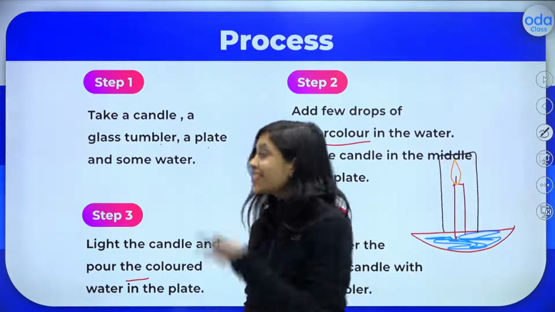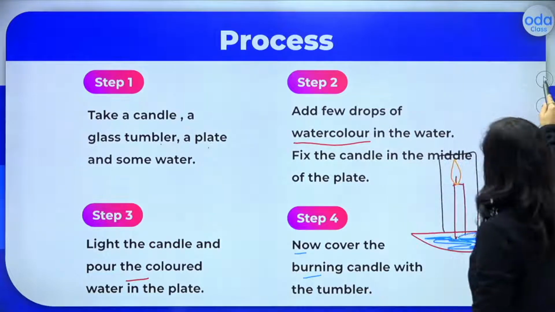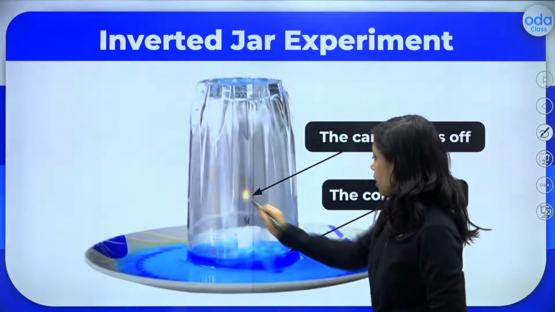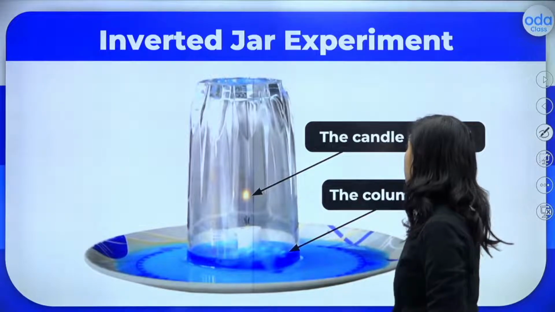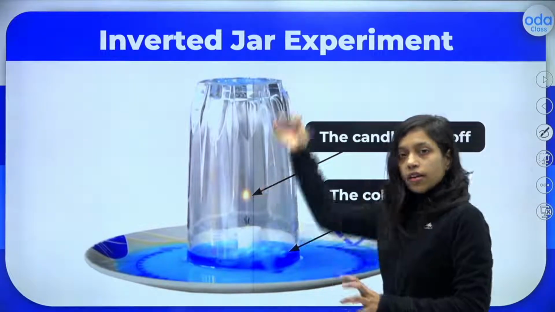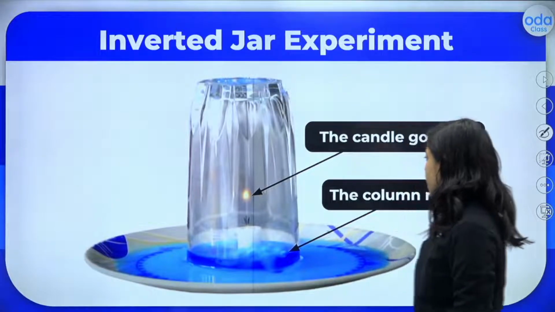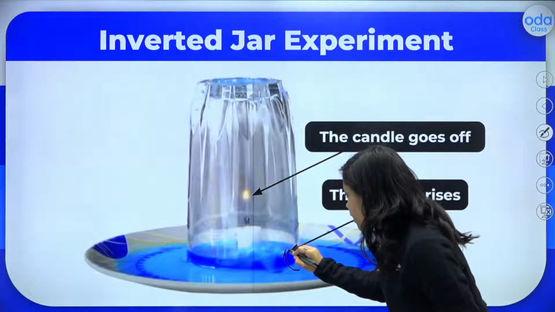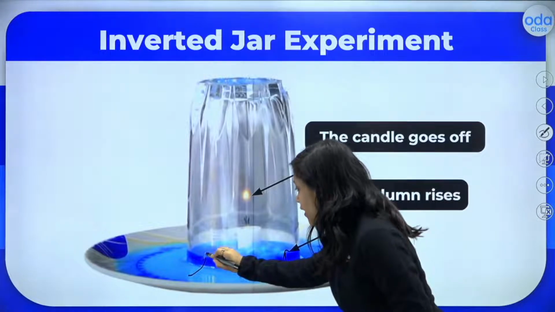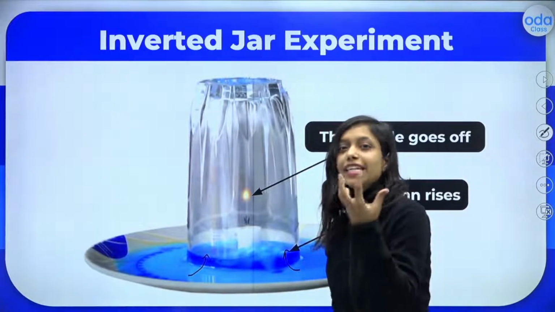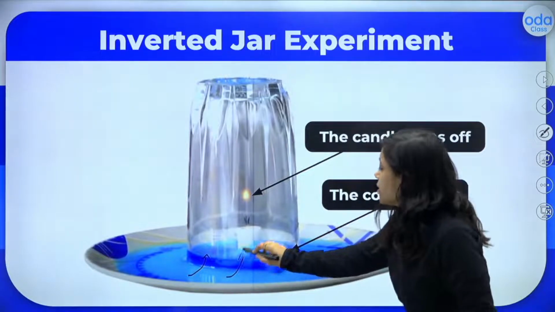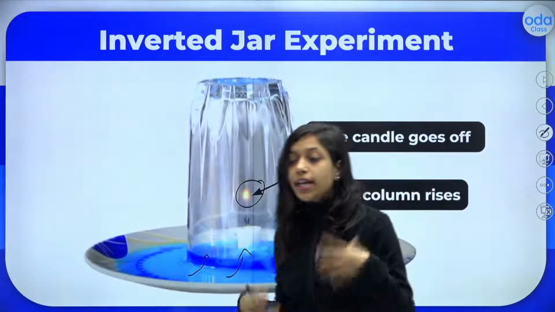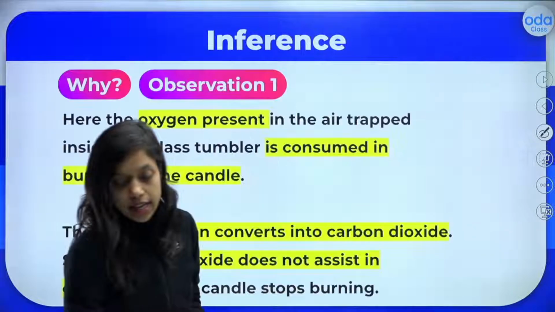So what happens? Let us see what will be the result. This is how you should do. Take a plate, put a candle, add the colored water, and put the jar inverted, right? The water column rises. As you can see, the water is going inside. Can you see here? The colored water. That is why we made the watercolor, so that you can easily observe. The water rises inside and the candle goes off. The fire will not be there. The candle goes off. Why?